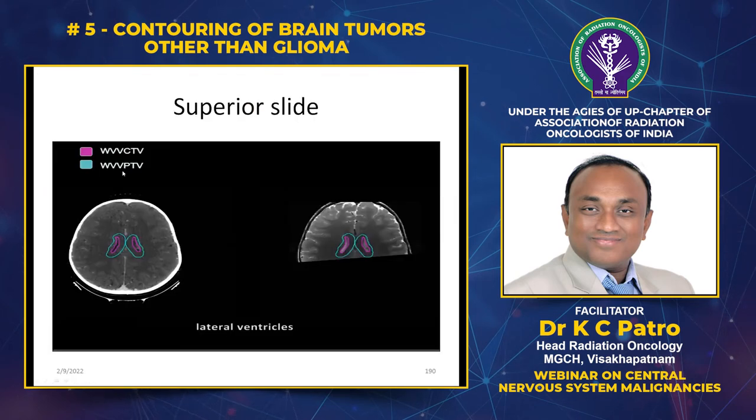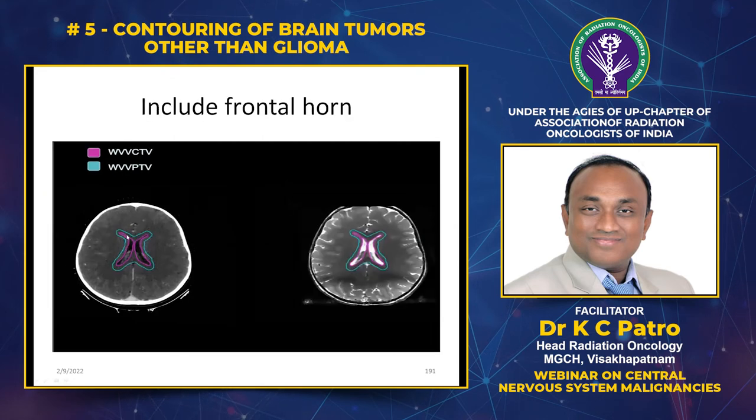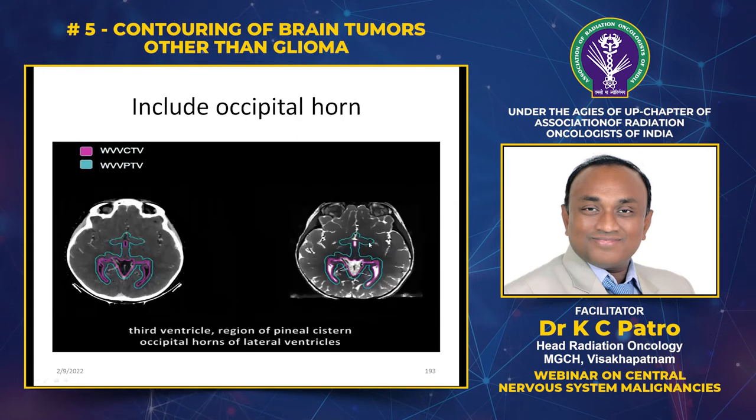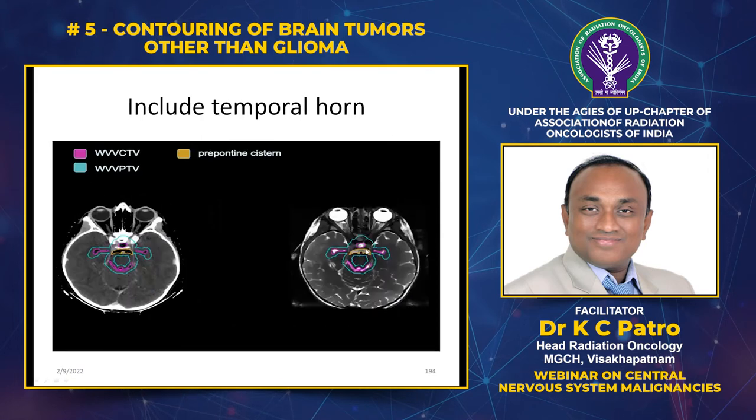So this is the one, the pink one is the CTV and the blue one is the PTV. So this is including the lateral ventricle. How we include the lateral ventricle, you can see. This is the occipital horn, this is the frontal horn. This is the third ventricle. This is the occipital horn. This is the prepontine, this is the quadrigeminal cistern, this is the prepontine cistern, this is the suprasellar cistern.